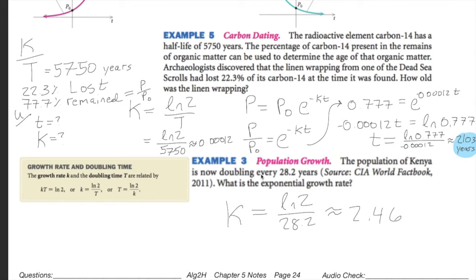Example 3. Population growth. The population of Kenya is now doubling every 28.2 years. This is back in 2011. So it's just one more application of the formula. So what is the exponential growth rate? It's 2.46. That's a K value. And you can just use this formula here.